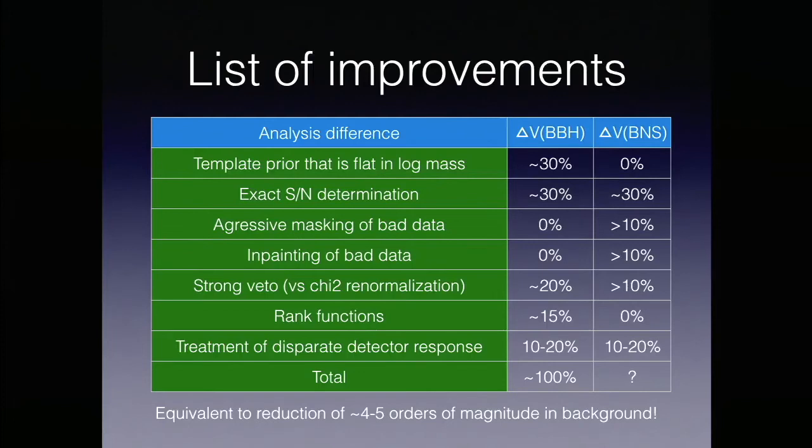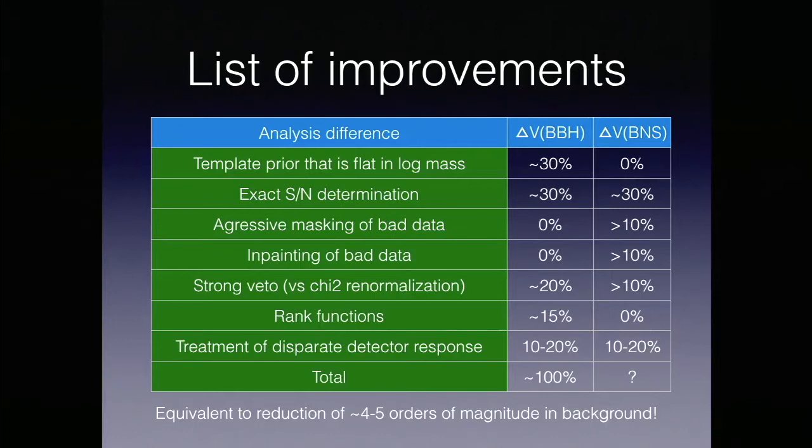So the first improvement is that our template prior is flat in log mass. That's immediately 30% sensitivity. After a week of work, we found that we could not measure the PSD well enough, and we were lazy developing a code for tracking the PSD. We asked ourselves, what can we do with a wrong PSD? And we found a way to make a measurement of the SNR in an exact way using a wrong PSD. And this gave us 30% immediately in binary black holes and binary neutron star.